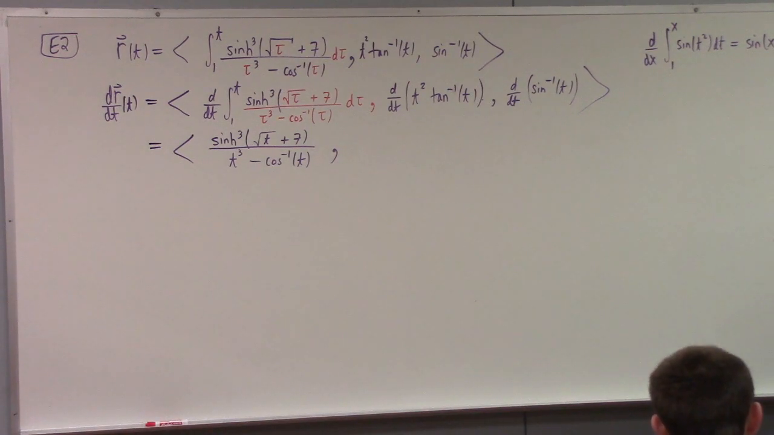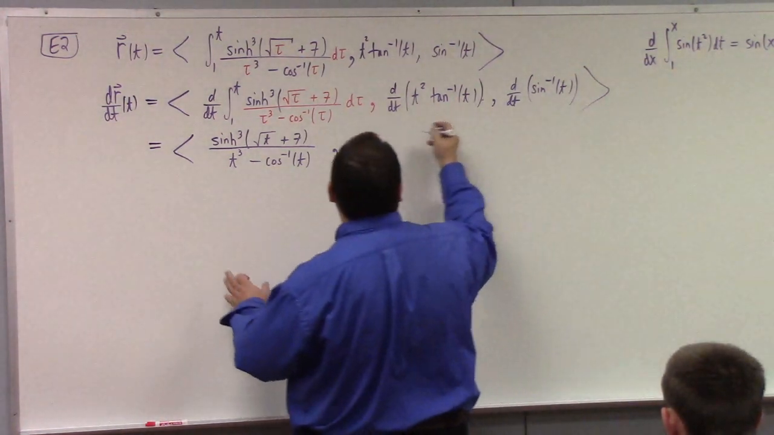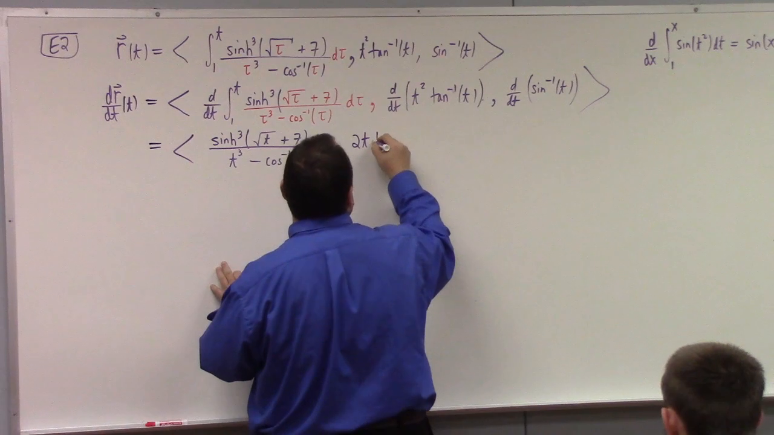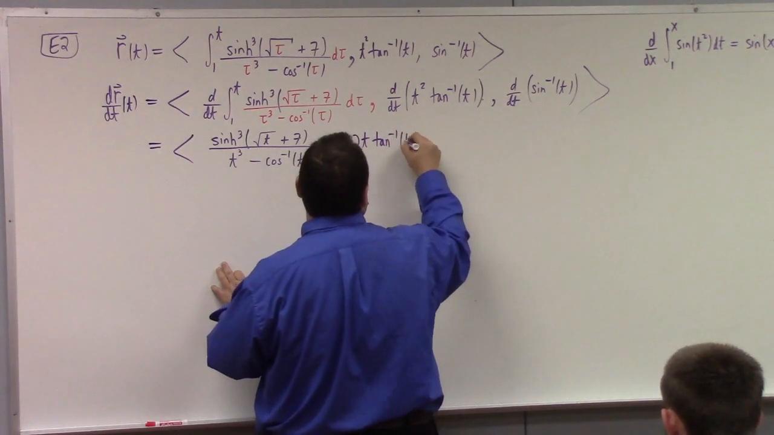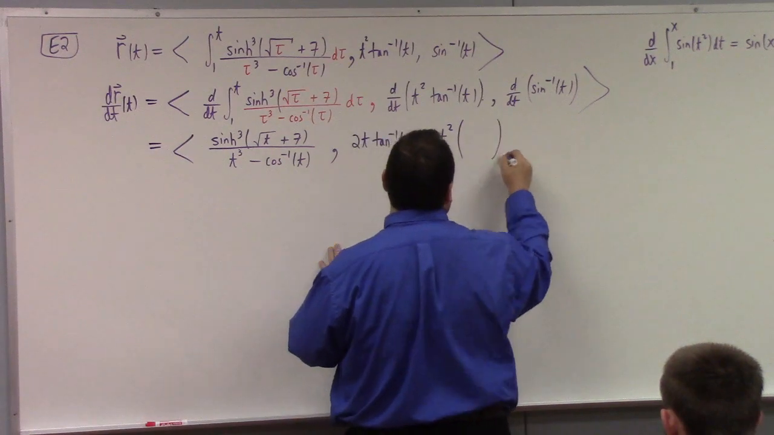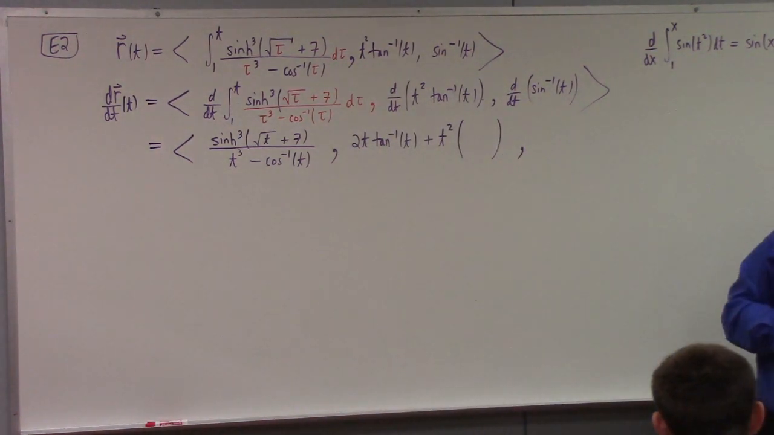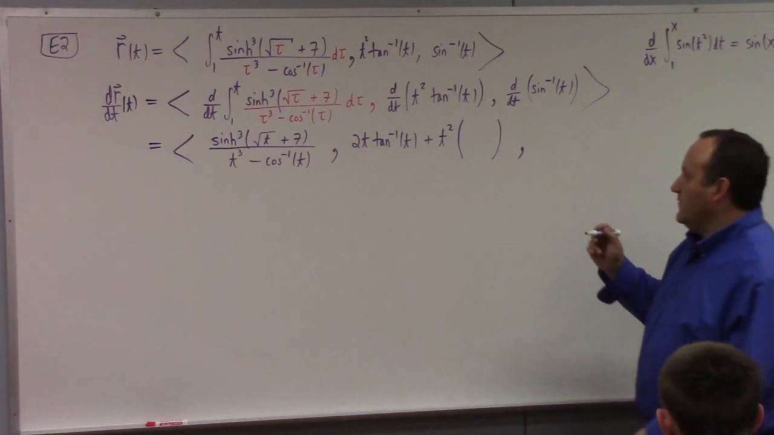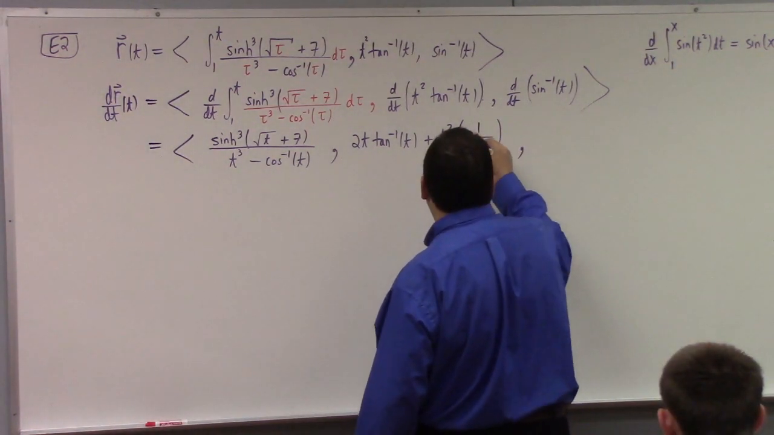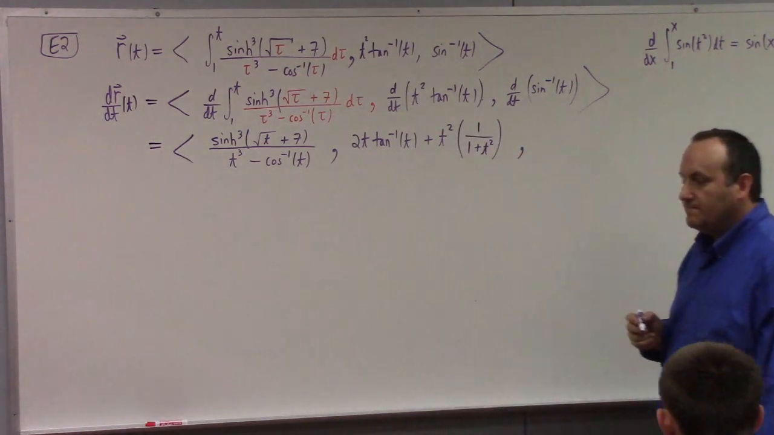That is a product, so we must do the product rule, right? So this is 2t times the inverse tangent of t plus t squared times the derivative of inverse tangent. What is the derivative of inverse tangent? Do you guys remember? 1 over 1 plus t squared is correct. So if you've forgotten that, you need to review your basic derivatives, right?